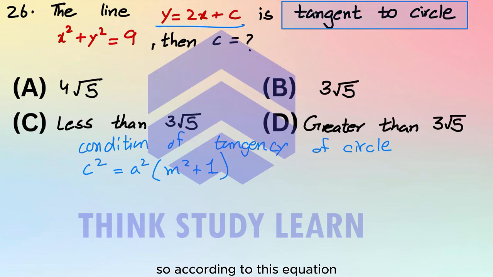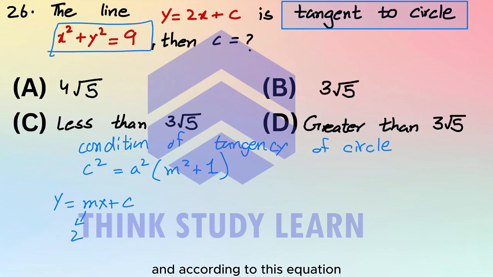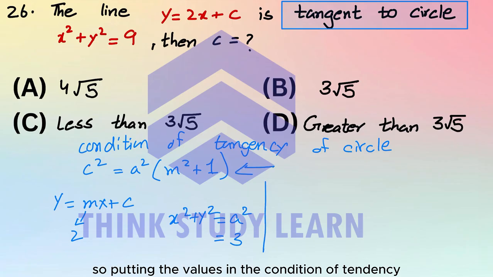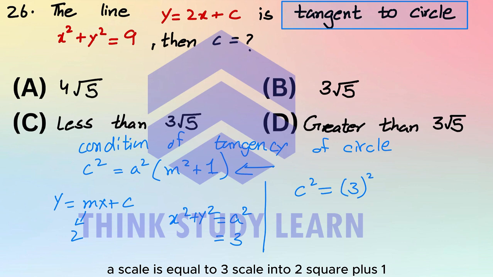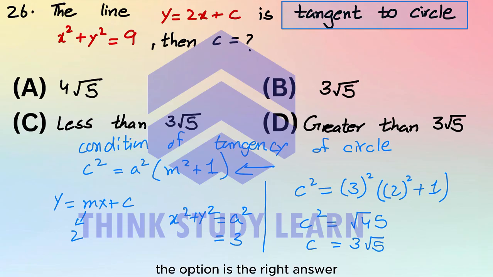So according to this equation, y is equal to mx plus c, the value of m is equal to 2, and according to this equation, x square plus y square is equal to a square, the value of a is equal to 3. So putting the values in the condition of tangency, we will find the value of c. c square is equal to 3 square into 2 square plus 1. So solving this equation will give us square root 45, which will be equal to 3 square root 5. B option is the right answer.